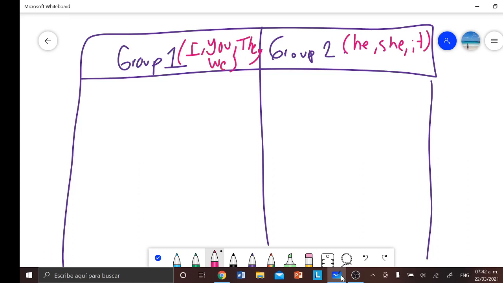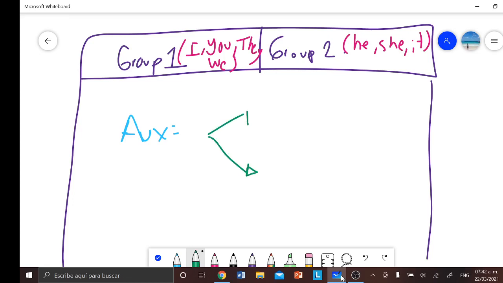Okay? Now, the first thing that we need to know is when we start a question, cuando iniciamos una pregunta, in English we need to use an auxiliary. Tenemos que utilizar un auxiliar. An auxiliary doesn't have a translation in Spanish, es solamente una palabra que nos ayuda a formular una pregunta in English. Okay? In this case, we are going to have two auxiliaries. Vamos a tener dos auxiliares.